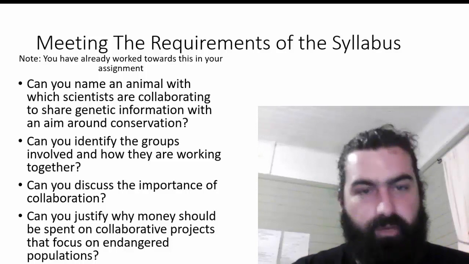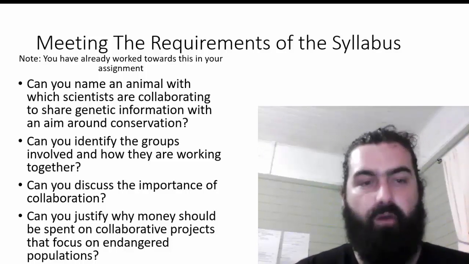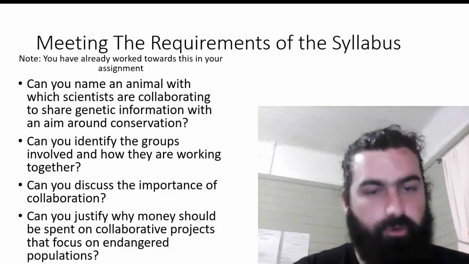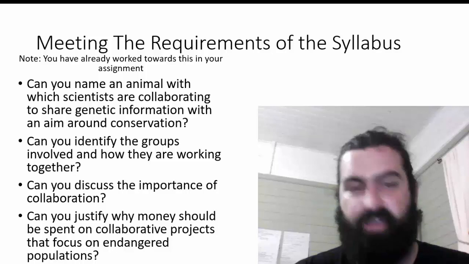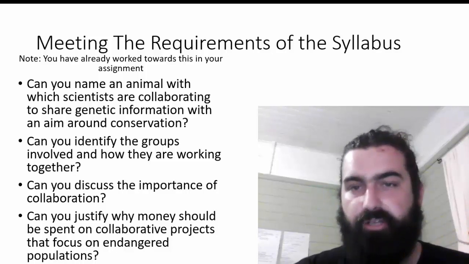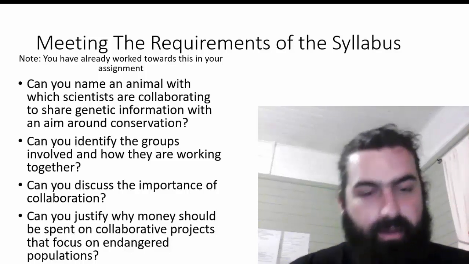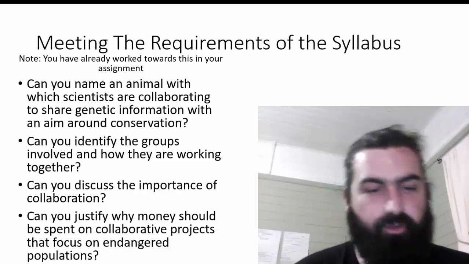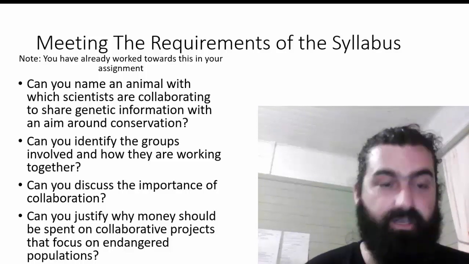Number 1, can you name an animal with which scientists are collaborating to share genetic information with an aim around conservation? Number 2, can you talk about the groups that are doing that and talk about how they work together? Number 3, can you discuss the importance of collaboration in general? Why it's important for scientists to collaborate? And number 4, can you justify why money should be spent on collaborative projects that focus on endangered populations?